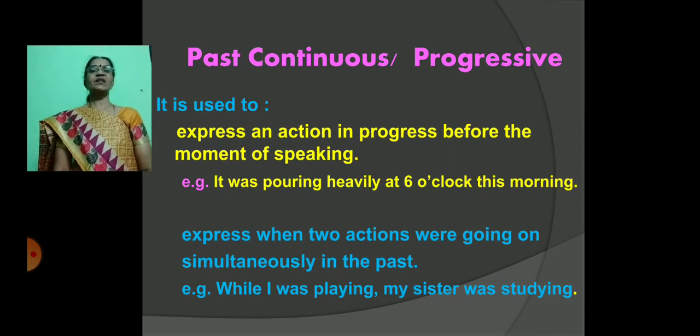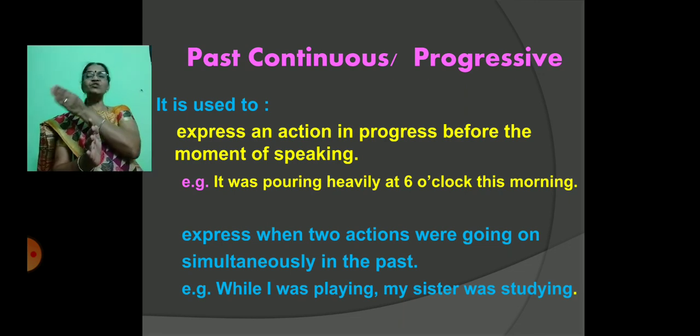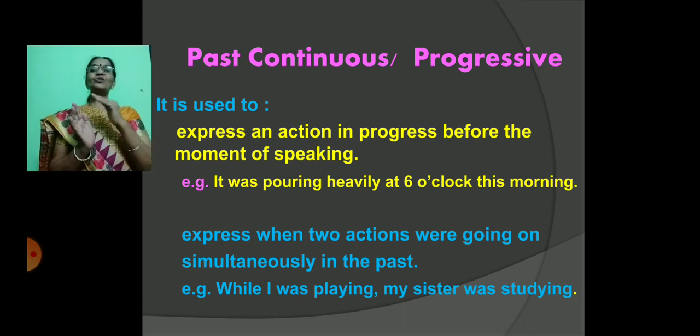So now let's move on to the uses of past continuous or past progressive. It is used to express an action in progress before the moment of speaking. Now you are speaking something. So the action which was in progress earlier, you are referring to that action. So that action you are going to use in past continuous tense.